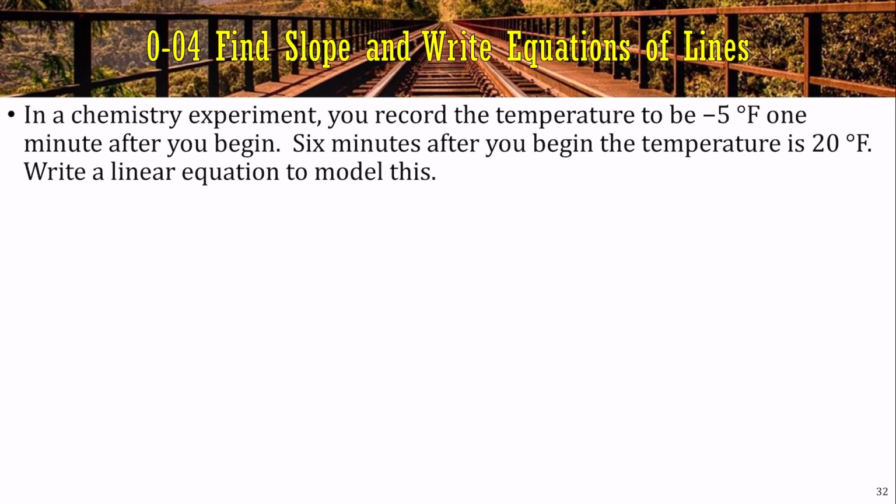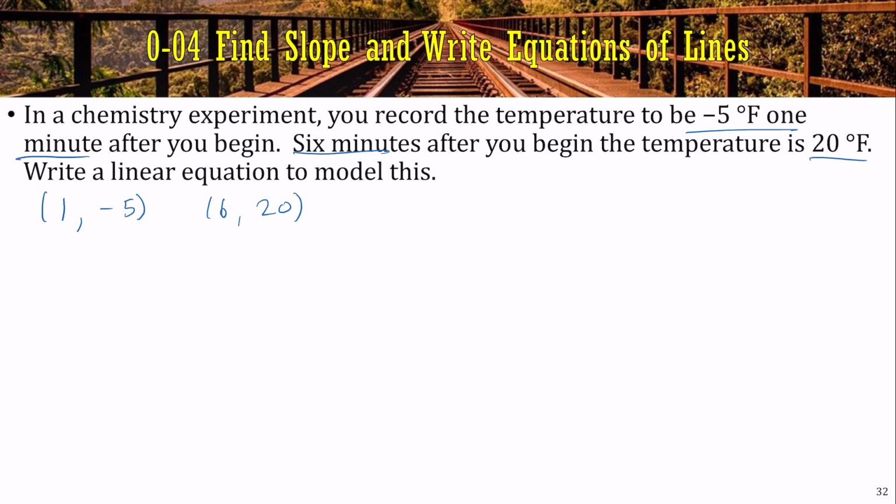In a chemistry experiment, you record temperatures to be negative 5 degrees Fahrenheit 1 minute after you begin. 6 minutes after you begin, the temperature is 20 degrees Fahrenheit. Write a linear equation to model this. Well, it sounds like I got 2 points. Here's 1 point. Usually time goes first, so it'll be 1 minute, negative 5 degrees Fahrenheit. Our second point is 6 minutes and 20 degrees Fahrenheit, so that'd be (6, 20).